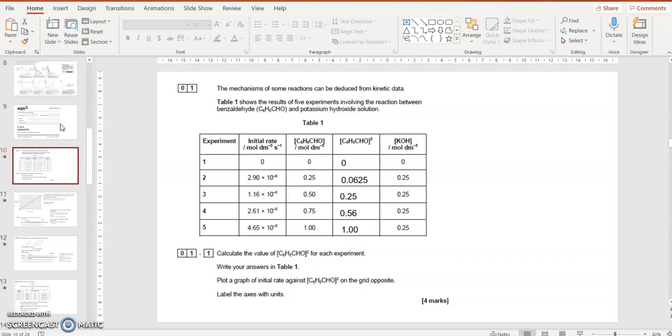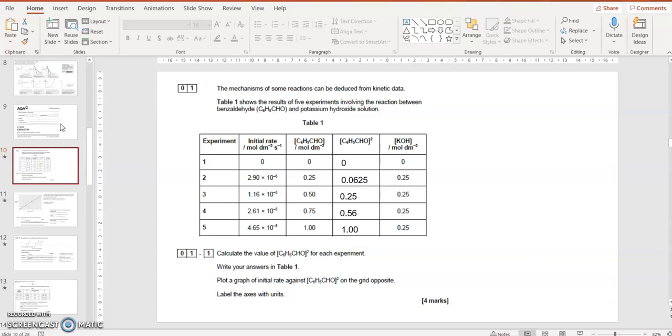Rate is opposite to time. The longer the time takes, the bigger the time. The bigger the time, the slower the reaction. The quicker the time, the smaller the time, the faster the reaction. So you turn time into rate by doing 1 divided by time. And 1 divided by time is the initial rate. Okay, so they've just done that bit for you.